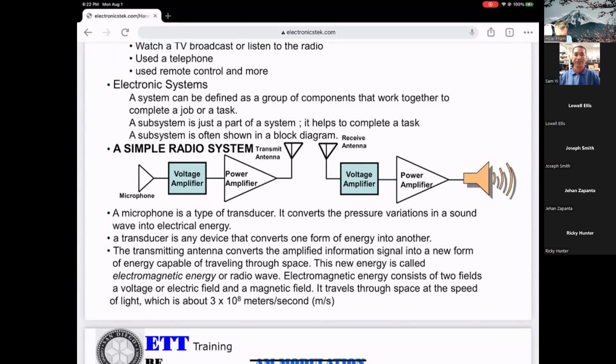Electromagnetic energy consists of two fields, a voltage or electric field and a magnetic field. It travels through space at the speed of light, which is about 3 × 10⁸ meters per second. So basically, if you want to understand, you have to spend time reading over it to get along with what they are trying to tell you. The thing is that this is new for most of the students.